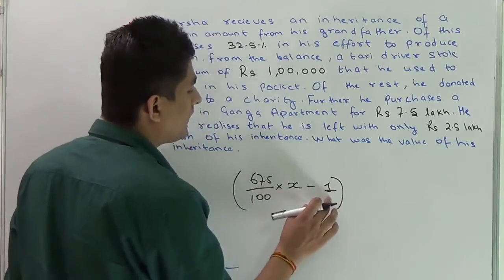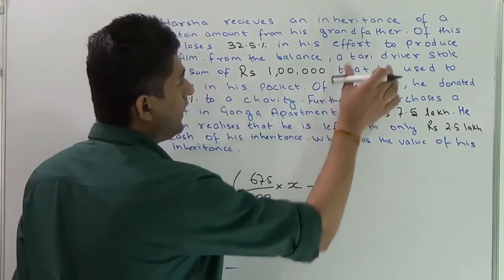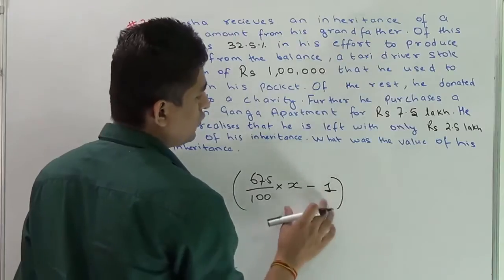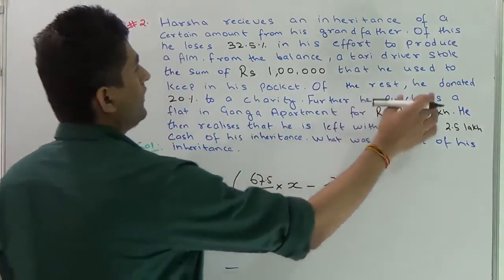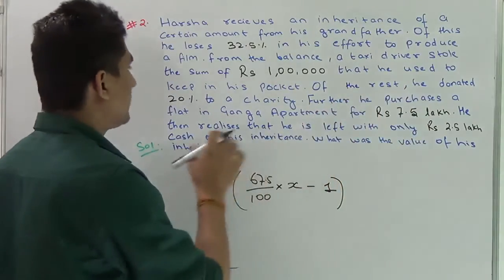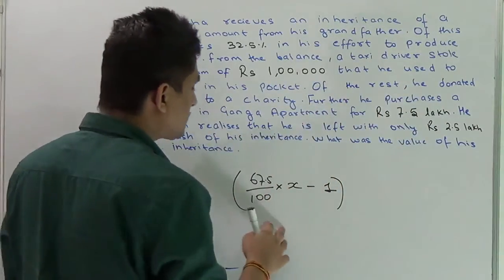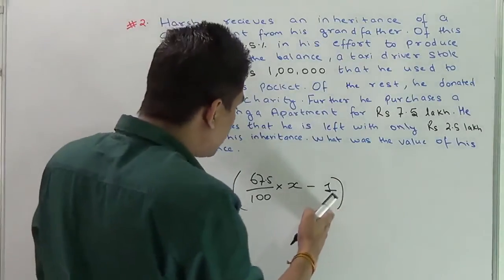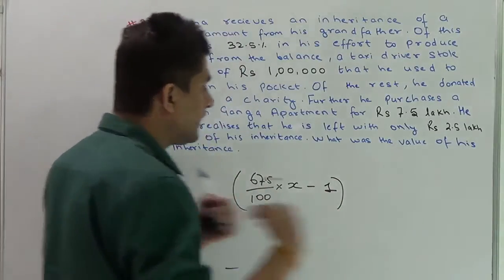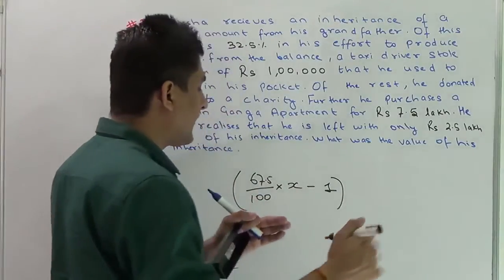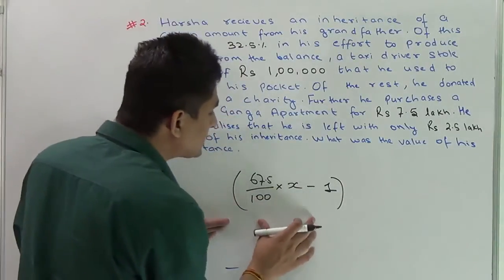Now he has lost 1 lakh rupees to a taxi driver. The taxi driver stole 1 lakh rupees, and now he's left with this amount. After this, he donated 20% of this amount to a charity. That means he is left with 80% of this amount.